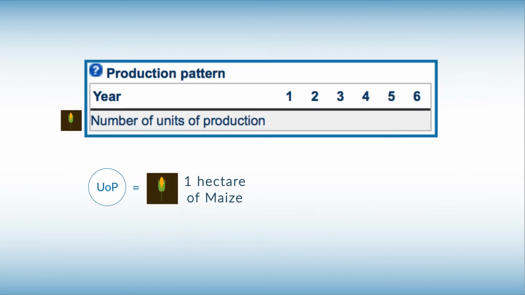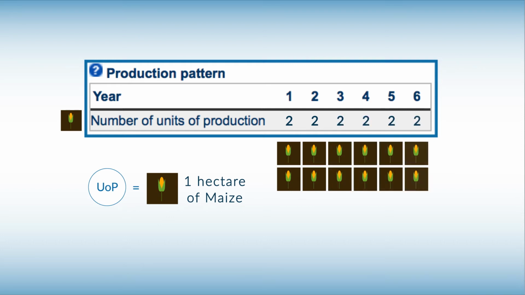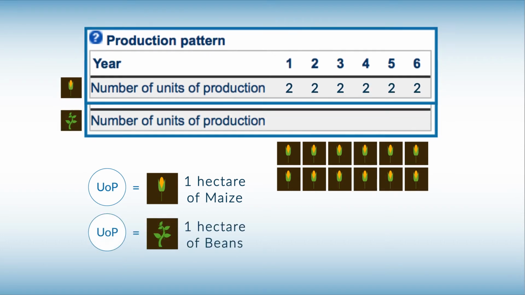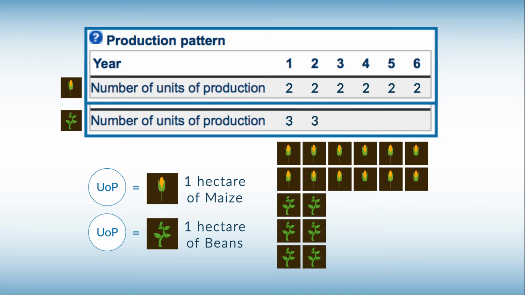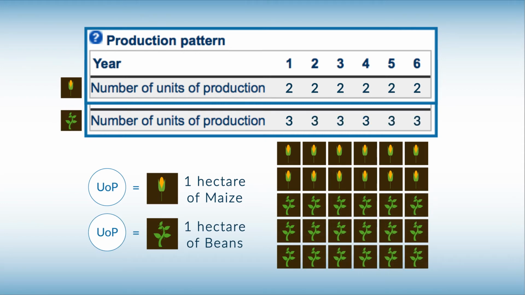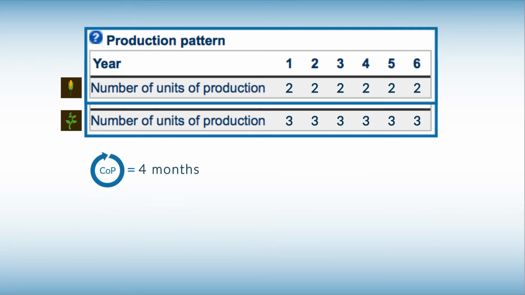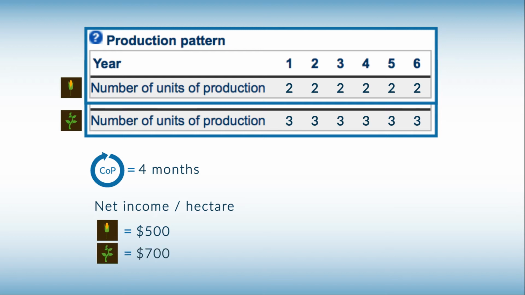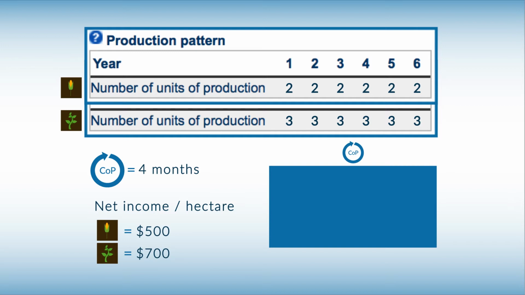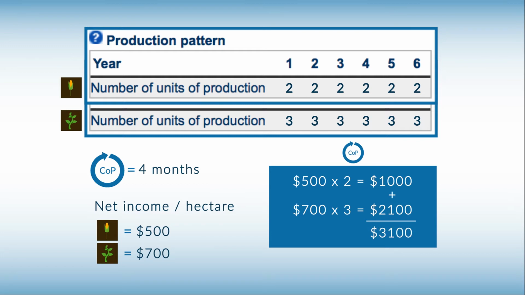The production pattern for maize is 2 hectares for year 1, 2 hectares for year 2, and 2 hectares for year 3 onwards. Similarly, the production of beans is 3 hectares for year 1, 3 hectares for year 2, and 3 hectares for year 3 and onwards. Based on an assumed cycle duration of 4 months and a net income per hectare of $500 for maize and $700 for beans, we can calculate the annual net income by multiplying the net income per hectare of maize by 2 and the net income per hectare of beans by 3. The total of the 2 multiplications is the annual net income, in this case $3,100.